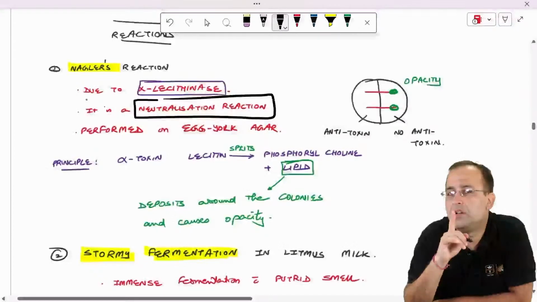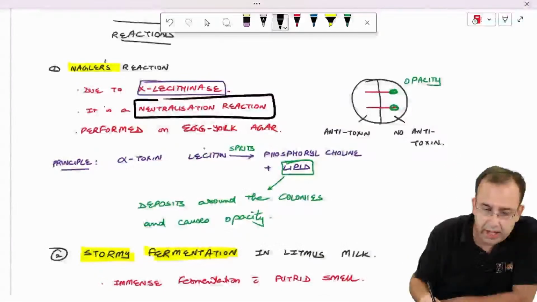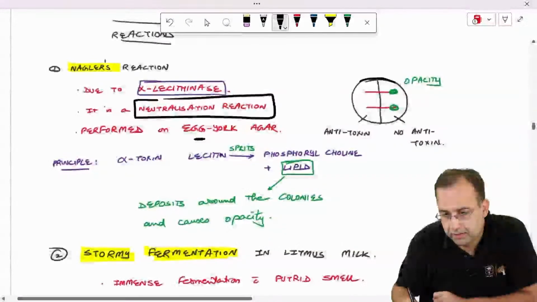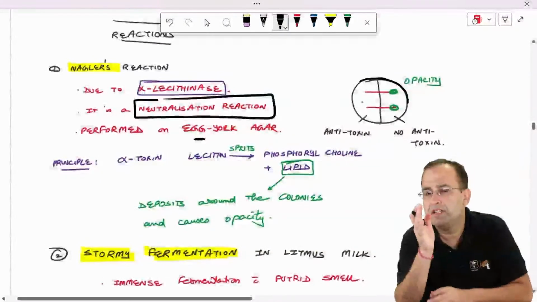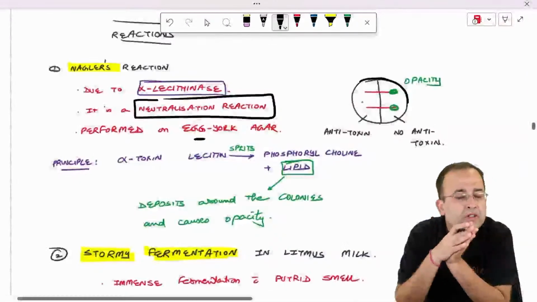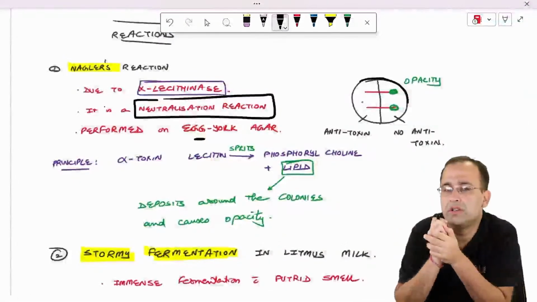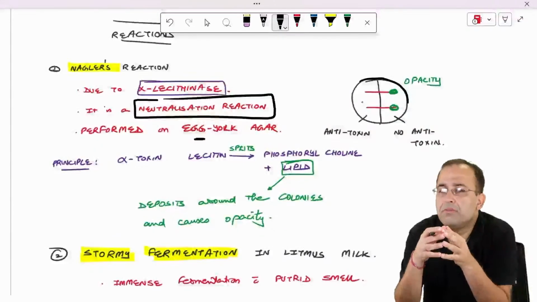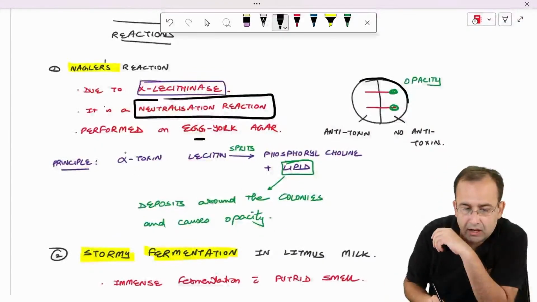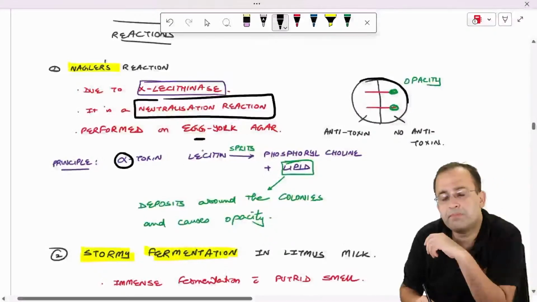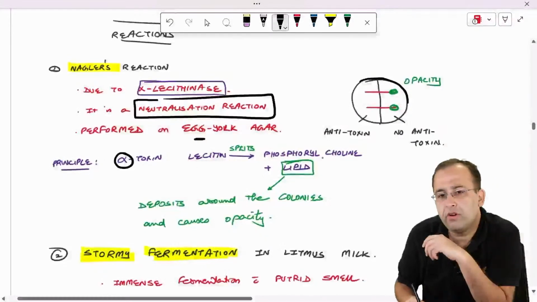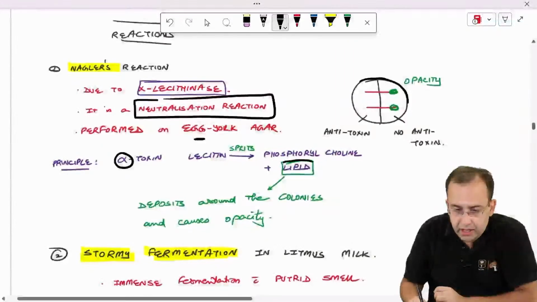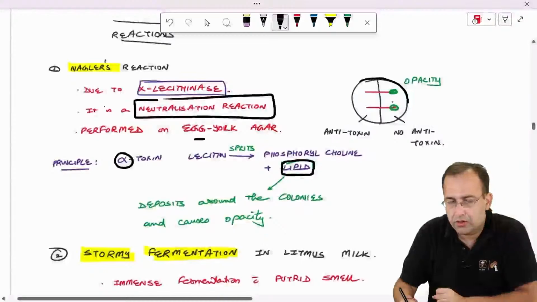Nagler's reaction with Clostridium perfringens is performed on egg yolk agar. What do we do in this? This is egg yolk agar. On one half there is antitoxin present, on the other half there is no antitoxin. Clostridium perfringens secretes alpha toxin, which splits lecithin to form phosphocholine plus lipids. These lipids get deposited around the colonies and cause opacity.